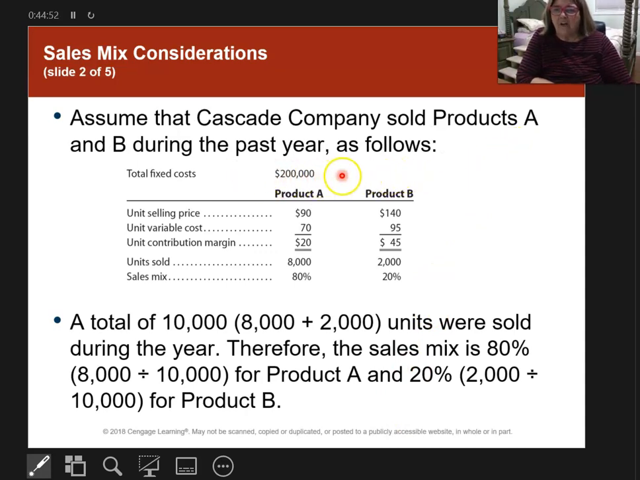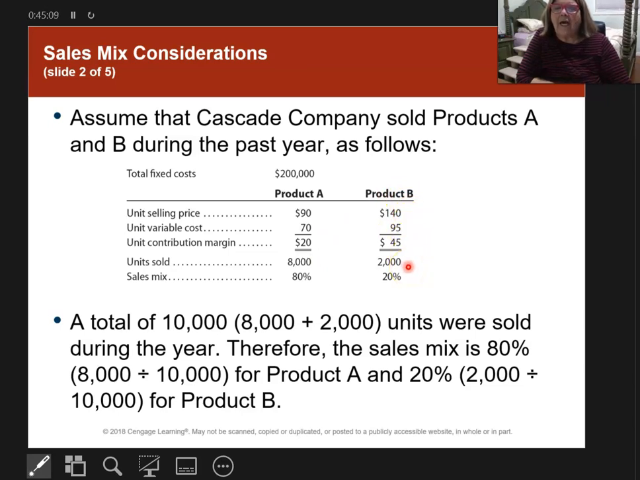So I have product A and product B. My total fixed costs are 200,000. Product A sells at 90. My variable cost is 70. My unit CM. Last year I sold 8,000. And here's my product B. Obviously I'm selling it higher, but I only sold 2,000.